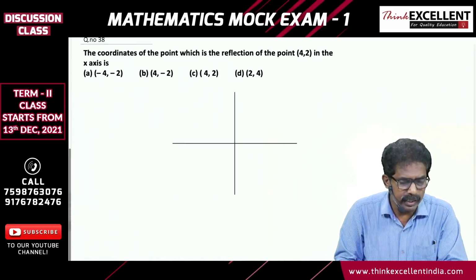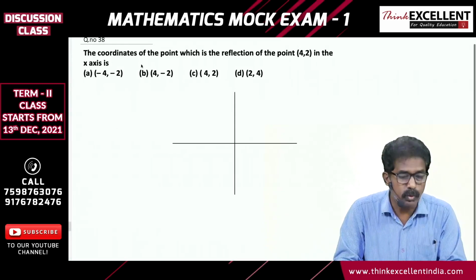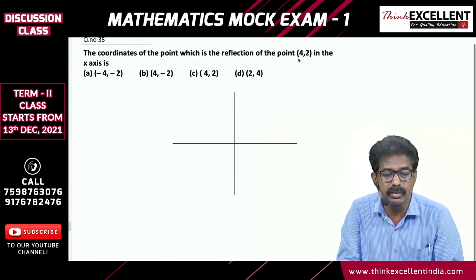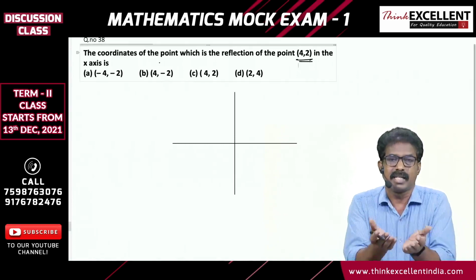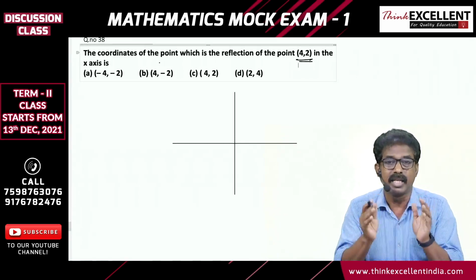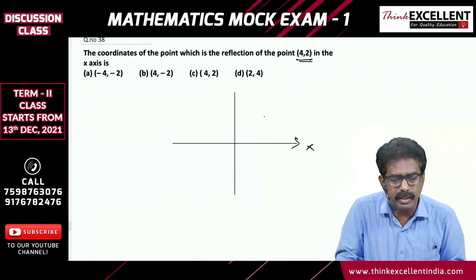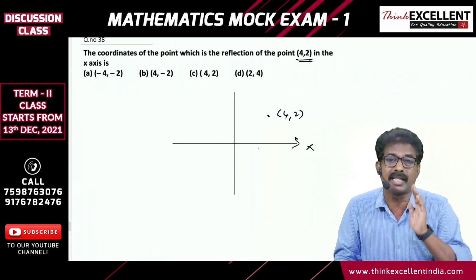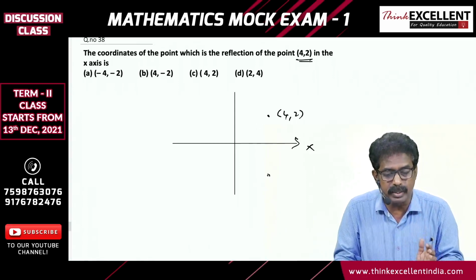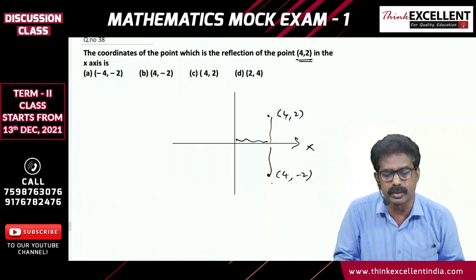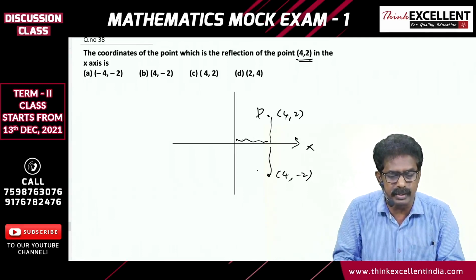Now question number 38. The coordinates of the point which is the reflection of the point 4, 2 in the x-axis. Just think of the x-axis as a mirror. What point is given? 4, 2. Suppose the point is here, the x-axis acts like a mirror. Where you can see, the image will be here, right? The x coordinate will be the same, 4 only. The y coordinate, the same thing downward, so it should be -2, right? So the reflection, this is P dash.